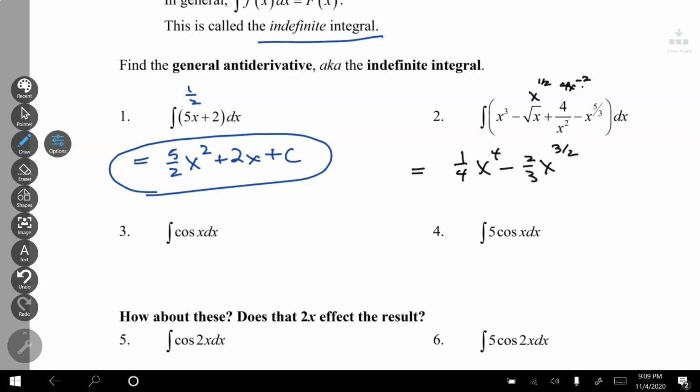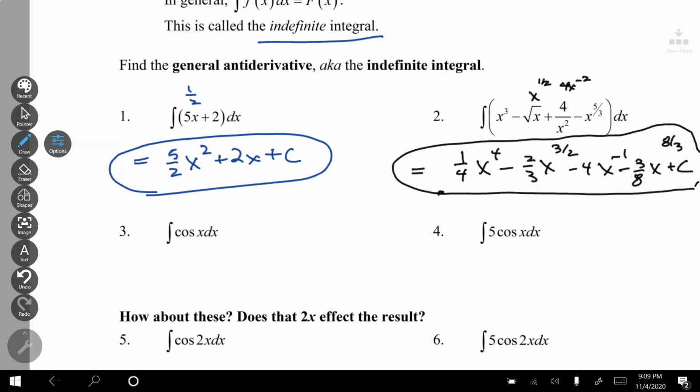And then let's see, I have to add 1 to this, so I'm going to get x to the negative 1. The reciprocal of negative 1 is negative 1, times that 4 up front is negative 4. And let's see, I'm going to add 1 to this, so top plus bottom is going to be x to the 8/3. And the reciprocal of that is going to be, not plus, minus 3/8. And don't forget your plus c at the end. Like I said, when you're done, you could take the derivative of all that stuff and you should get what you want.